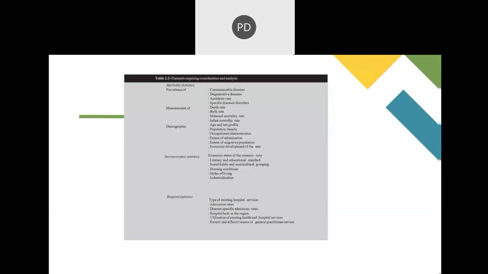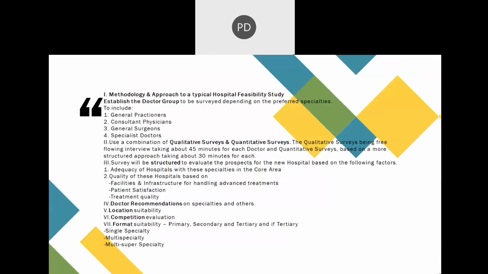You also have to see measures of different things like death rate, birth rate, maternal mortality rate, infant mortality rate. All these things you have to see. Demographic variables भी आपको देखना है. Also you have to see socioeconomic statistics of the population as well as hospital statistics of the local area as well as the regional area.